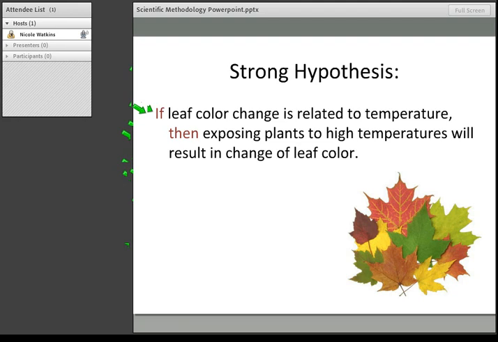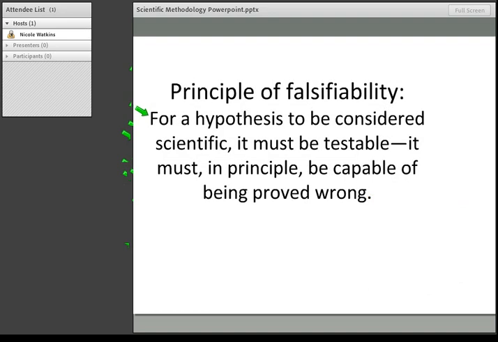If leaf color change is related to temperature, then exposing plants to high temperatures will result in change of leaf color. Sometimes this is called an if-then statement. And this is a very strong hypothesis because you are telling me that you do believe that color change is related to temperature. There is no room for questions. And then you will go and you will design your procedure to test out this hypothesis. So this would be considered a strong hypothesis because you have made a stance.